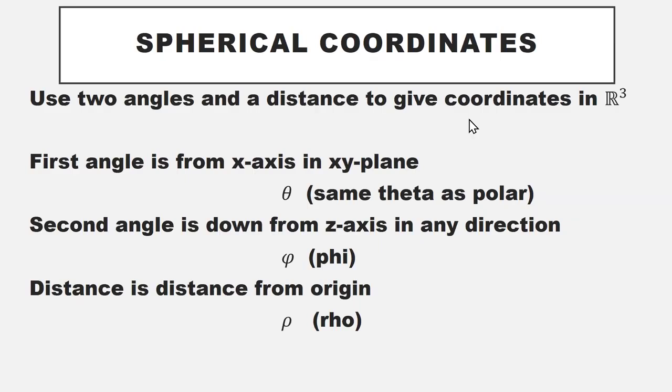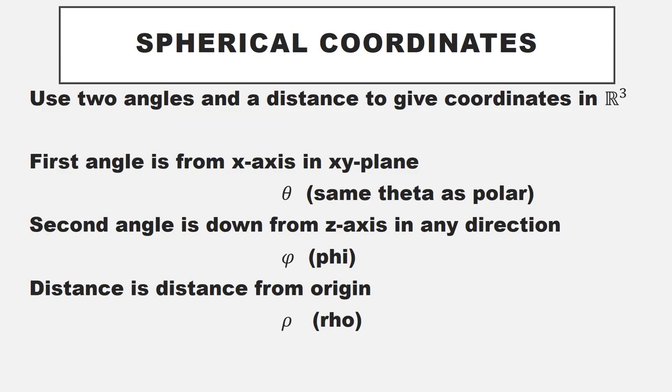Now the next system that we're going to use is going to be nice when we're integrating objects that are spheres. And so this is called the spherical coordinate system. Cylindrical coordinate system is really nice when we're dealing with cylinders. Spherical coordinate system is really nice when we're dealing with spheres, obviously. Now, the spherical coordinate system is going to use two angles and a distance. And those two angles and a distance are going to generate coordinates in R3.